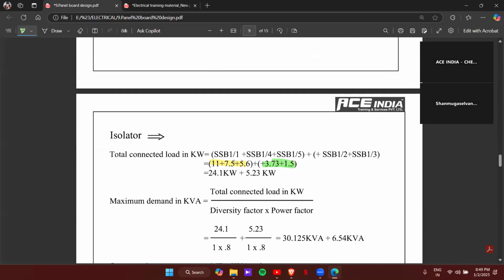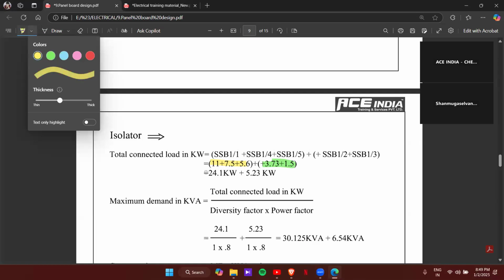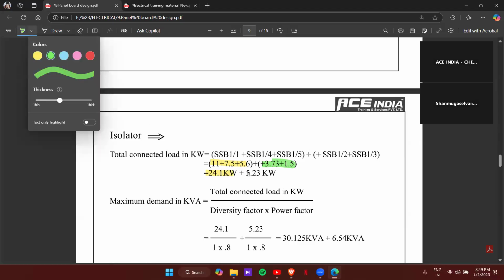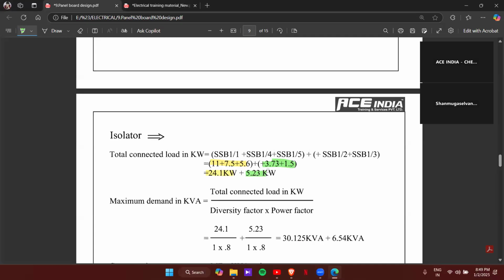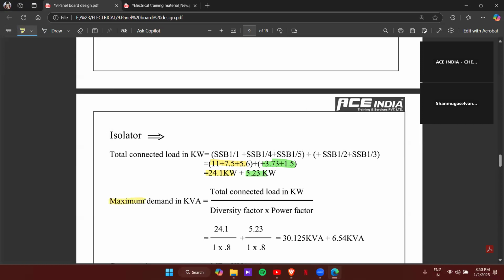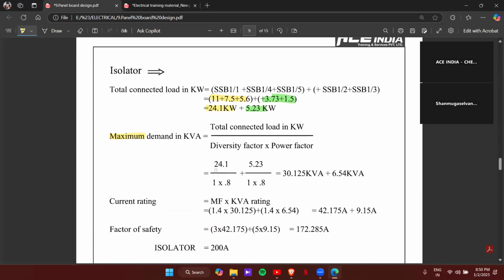So 11 plus 7.5 plus 5.6 will be 24.1 kilowatt, and 3.73 plus 1.5 will be around 5.23 kilowatt. All this you have to add separately. After that, calculate the maximum demand. For this one separately, that is 24.1 divided by 1 into 0.8, so you'll get 30.125 kVA. Then for this one, again, you have to calculate the current rating.